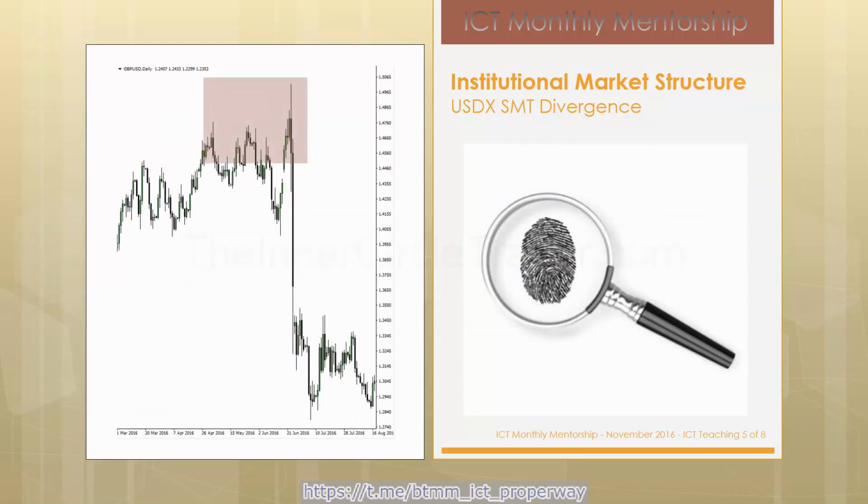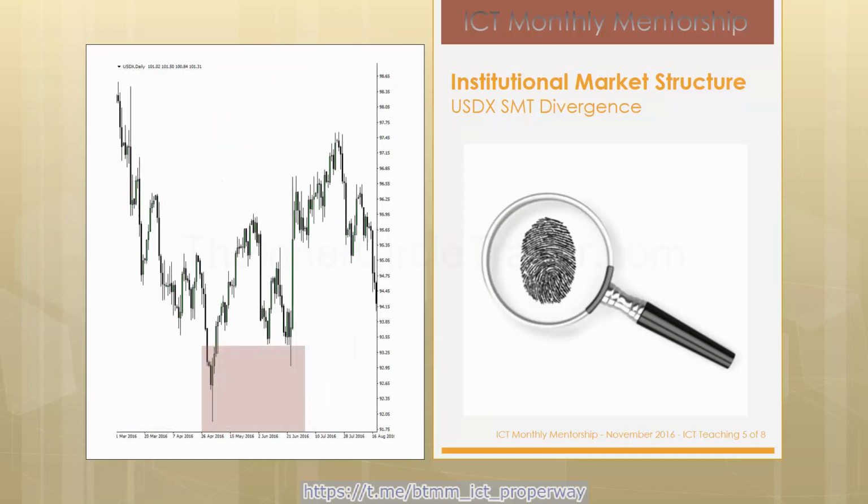Okay, so let's take a look at a case study here. What does this look like in price? We're looking at a daily chart of the British Pound USD, or as we call it, the cable. And notice the highs in here. We have a higher high formed in pound dollar. This is around the end of April going into mid-June of 2016.